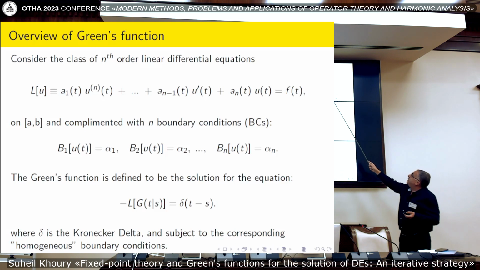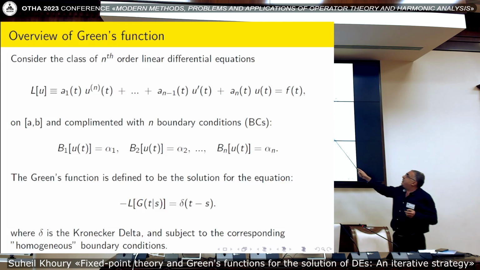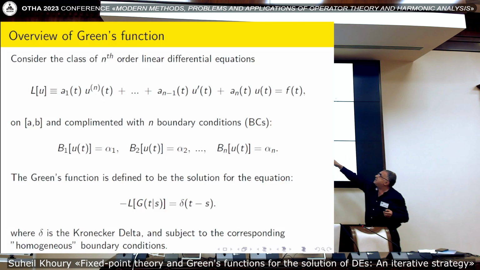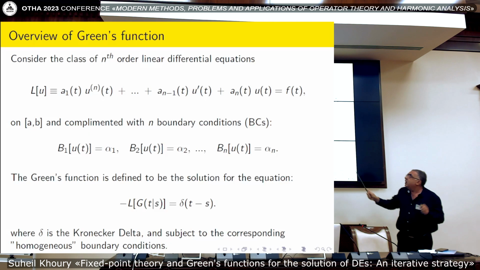Why is it easier to solve with the delta function here? Because delta is roughly 0 everywhere, except at one point where it blows up. By the way, the Green's function is the solution of this differential equation where f of t is replaced by the Dirac delta function.